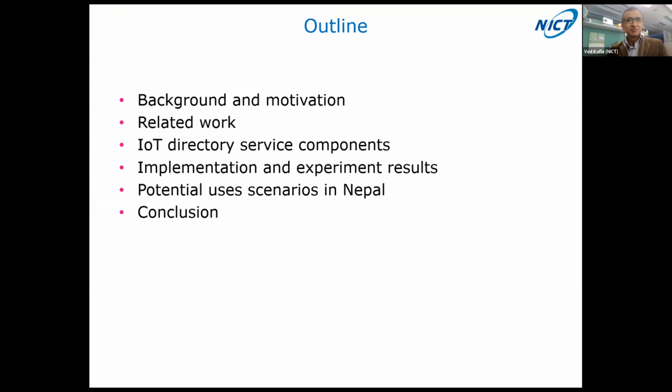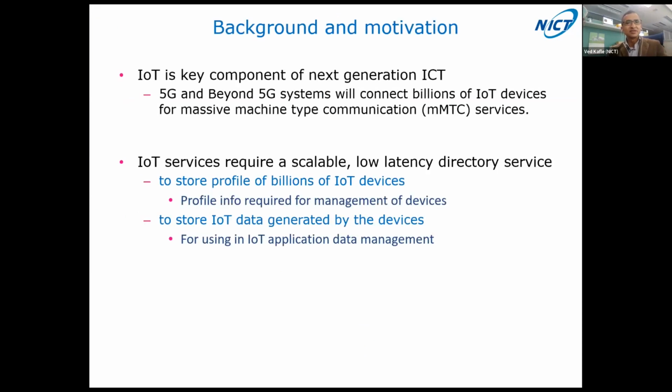The outline is like this: background, then related work, and then the components, some sort of implementation overview, use cases in Nepal, and finally conclusion. So as we know, IoT is a key component for the next generation of ICT. Many new networks like 5G and beyond 5G networks will connect billions of IoT devices for massive machine type communication services. And when we have billions of devices, we need a scalable low latency directory service.